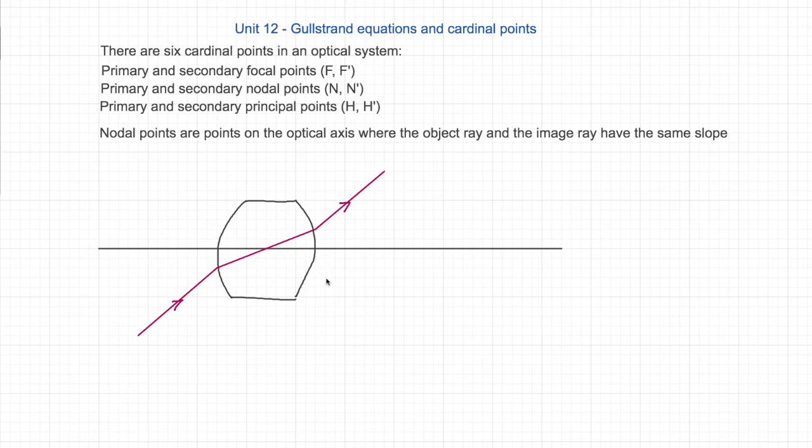If you look at this thick lens, the incoming ray and outgoing ray have the same tilt, the same slope. If you extend the incoming ray forward and the outgoing ray back, where those extensions hit the optical axis, that's capital N on the left and capital N prime on the right, the primary and secondary nodal points. The refracted ray passes through the optical center of the lens. If you recall thin lenses, when a ray was sent through the optical center of the thin lens, it was undeviated. So this is the same principle. A ray that's refracted through the optical center of a thick lens is also undeviated.